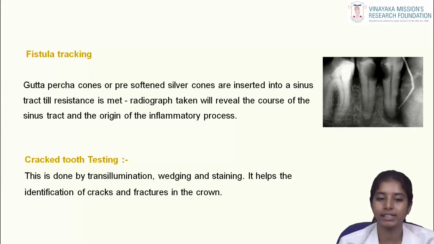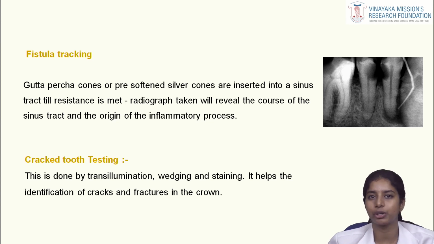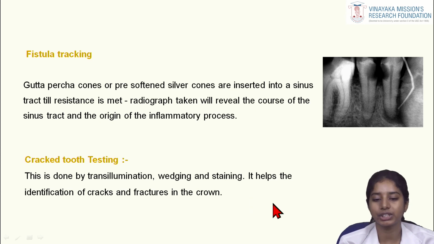Then we have fistula tracking. Gutta percha cones or pre-softened silver cones are inserted into the sinus tract till resistance is met, and then a radiograph is taken. This radiograph will reveal the course of the sinus tract and the origin of the inflammatory process, whether it is of pulpal origin or else of periodontal disease origin. Then we have cracked tooth testing, which is done by transillumination, wedging and staining, and it helps in the identification of cracks and fractures in the crown portion.